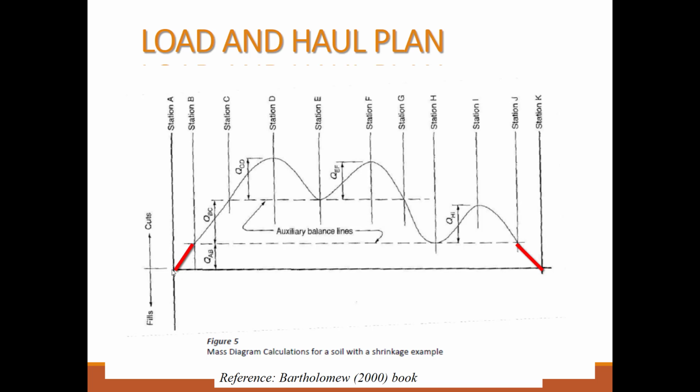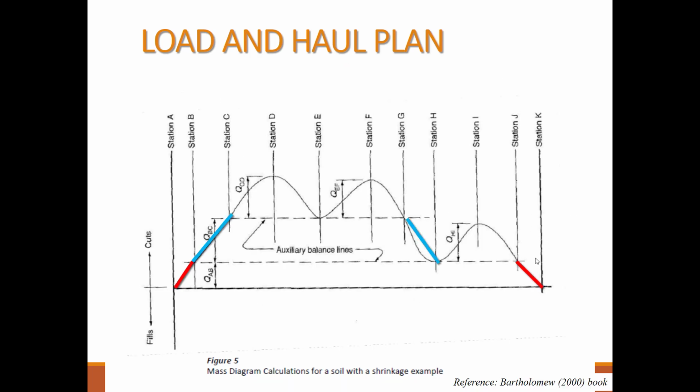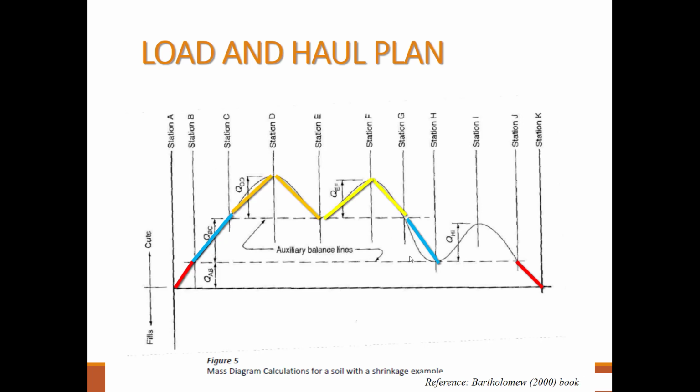So if you look at the bottom here, you see QAB is going to be filled in station JK, right? So AB is going to be cut, and then we're going to fill it in station JK. BC, cut, fill it in station GH. CD, cut, fill it in station DE. Station EF, cut, fill it in station FG. Station HI, cut, fill it in station IJ.